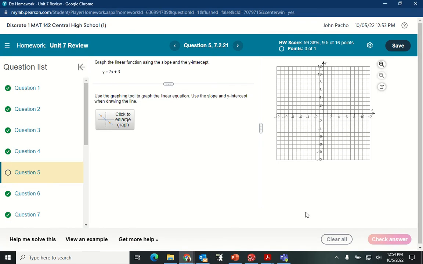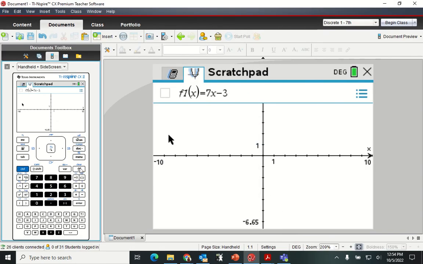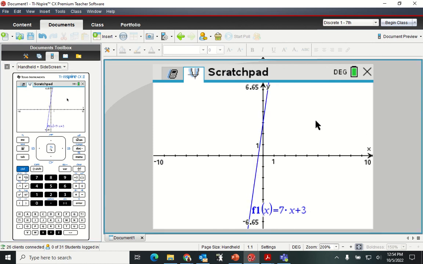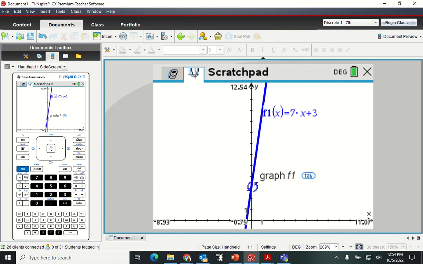I know, I got so many windows open. Plus 3, plus 3. There we go, plus 3. So, find my points. It crosses the y-axis right here. Yes.